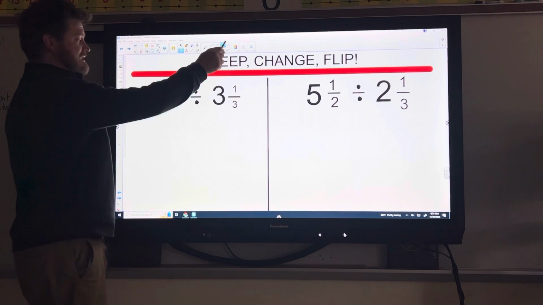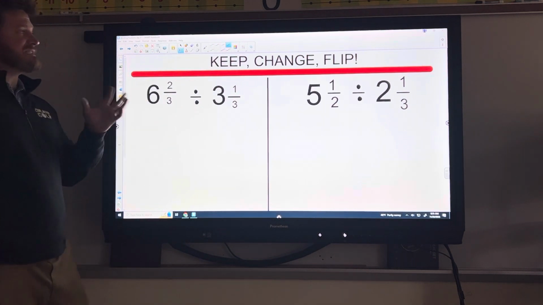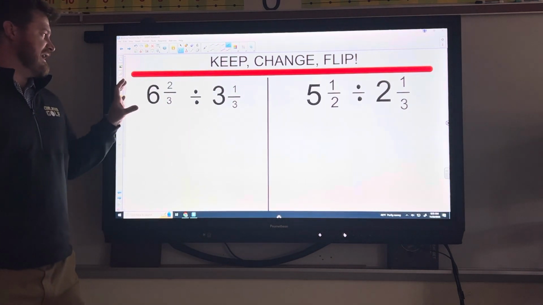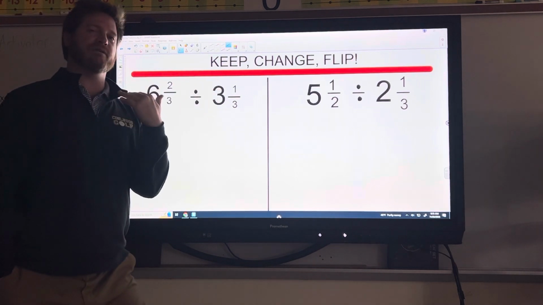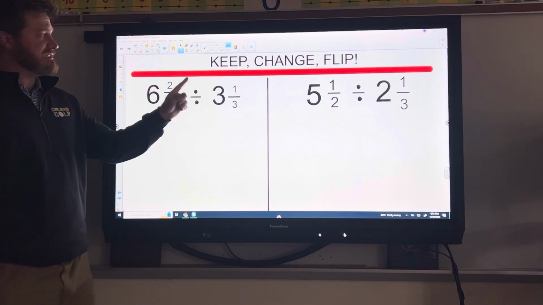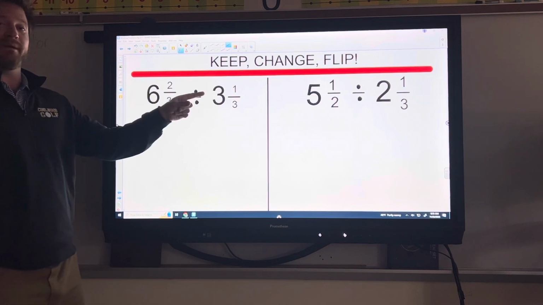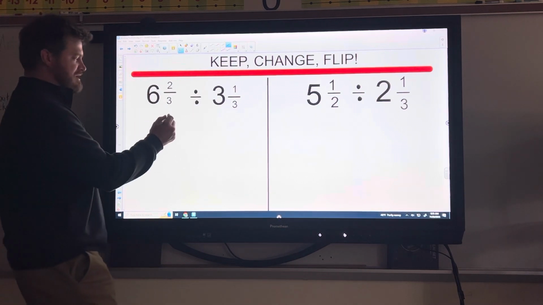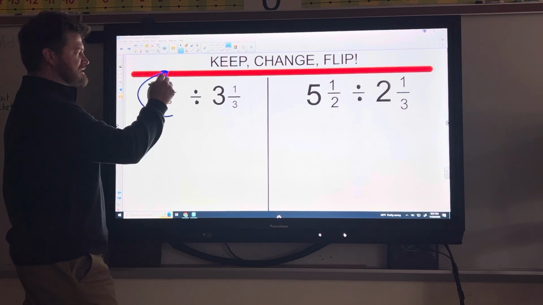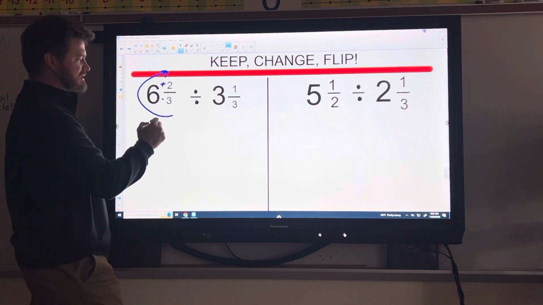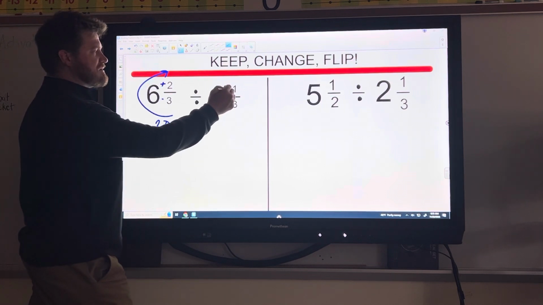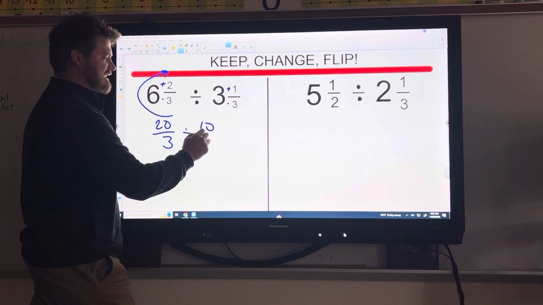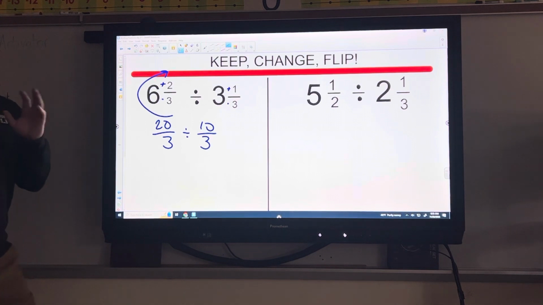All right, let's go over these. Remember, the biggest mistake students made last week is they converted this to improper, converted this to improper, and then thought they were done mathematically. This is still gonna have to be flipped, but we gotta make it a fraction in order to flip it first. So we should have got here, 3 times 6 plus 2. 3 times 6 is 18 plus 2 is 20 over 3, divided by 3 times 3 plus 1 gives us 10/3, okay? That's step 1.